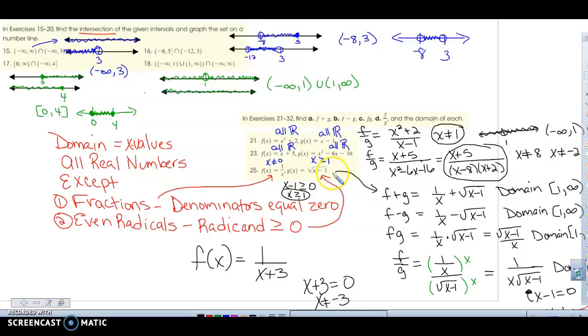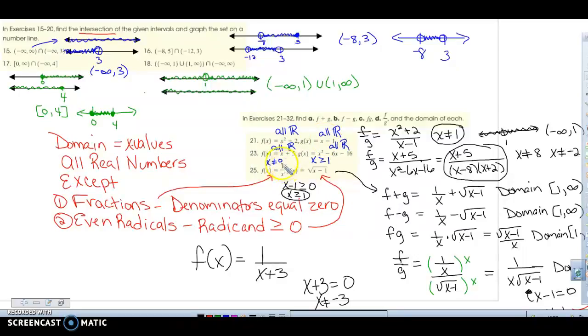We want to keep the values under the radical sign greater than or equal to 0. So looking at these individual functions, notice in number 21 and in number 23, neither function has a fraction, neither function has an even radical. So notice that I wrote all real numbers for each and every individual function.